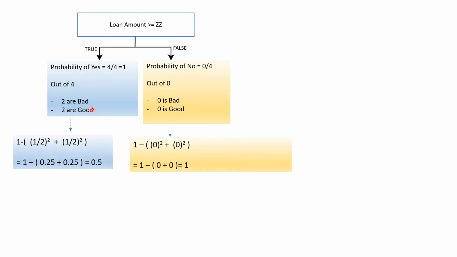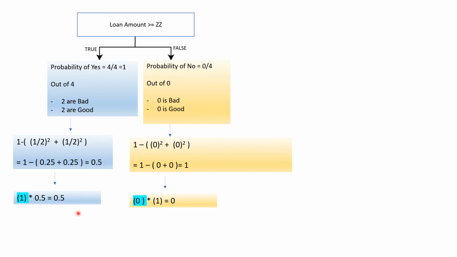Okay. How are we going to compute the Gini index? In a similar way, 1 minus the probability of good squared plus the probability of bad squared. What is the probability of good? 2 out of 4, that is half. Bad again the same, 2 out of 4. Hence we get 0.25 plus 0.25, which is 0.5. When we subtract it from 1, we get 0.5. On this side, the probability is 0. Hence the Gini index over here comes out to be 1, and the Gini index over here comes out to be 0.5.